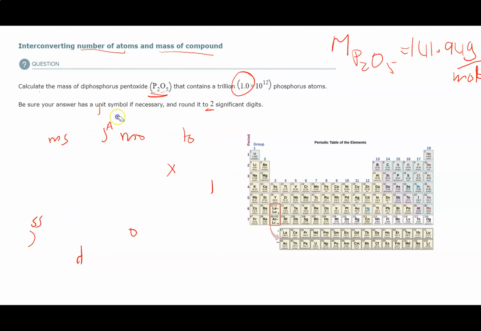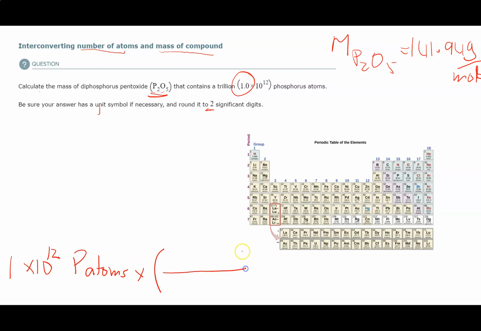So we're going to use Avogadro's number, followed by the mole ratio, followed by the molar mass of P2O5. So look how we're going to do this. So we've got 1 by 10 to the 12 P atoms. Now I'm going to use Avogadro's number, and for every 1 mole of phosphorus, I know that there is 6.022 by 10 to the 23 phosphorus atoms. So there's my first conversion factor, and that gets me to moles of phosphorus.